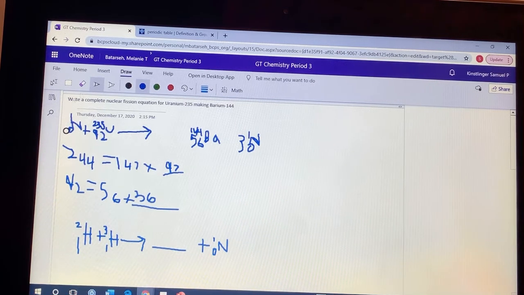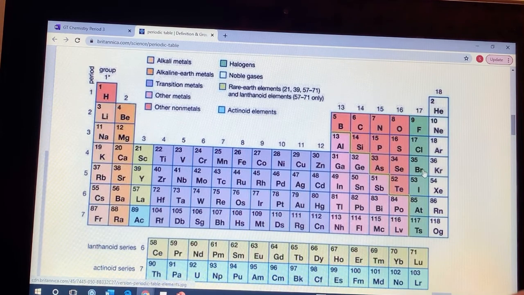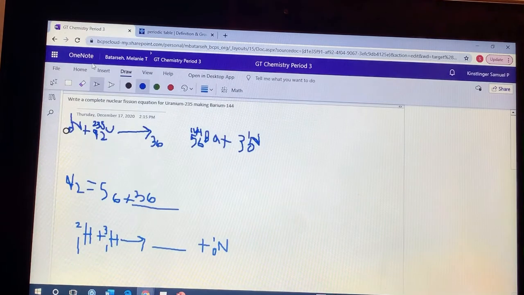Oh, wait, shoot. Sorry. That one's right. It's 36. It's going to be the element number. I used the wrong word. Element number 36. Put a plus sign there. We have 36. Then we look. What element is 36? It's going to be krypton. So we have Kr.